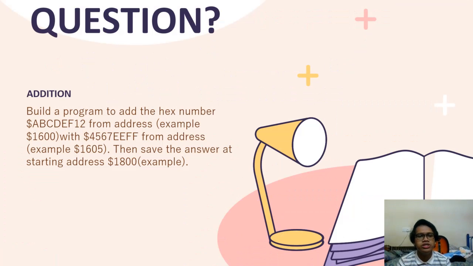The question given is: build a program to add the hex number $ABCDEF12 from address, for example, $1600 with $4567EEFF from address, for example, $1605, then save the answer at starting address $1800.